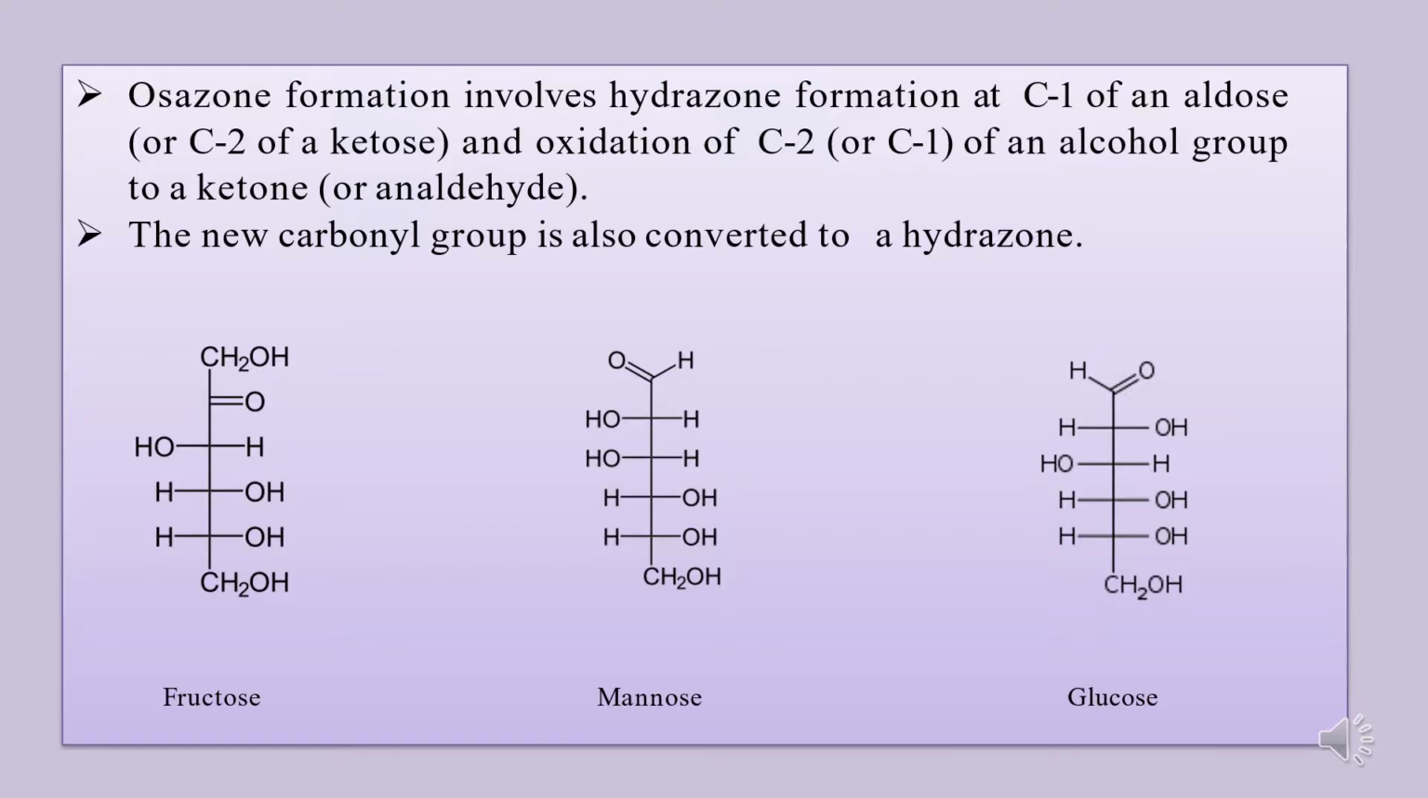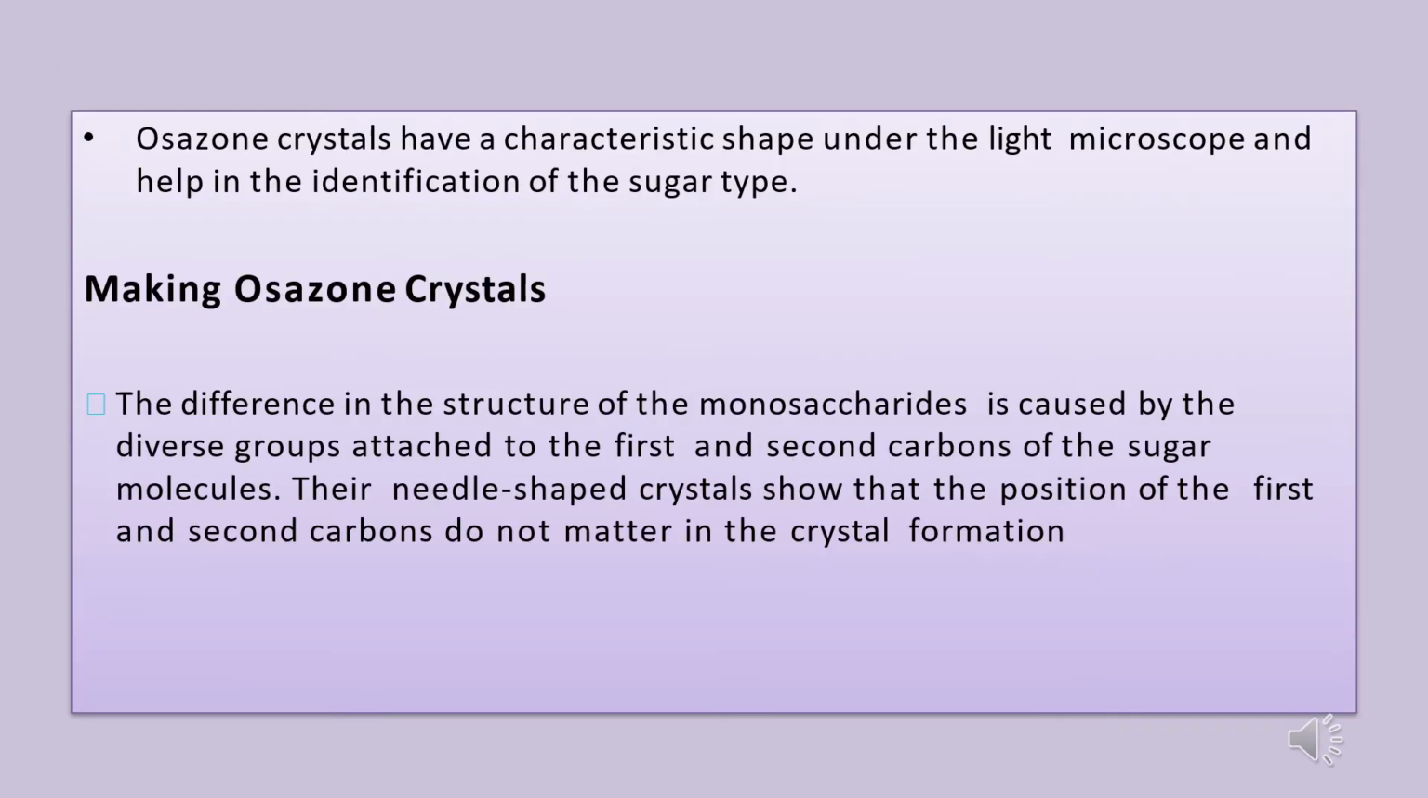Osazone formation involves hydrazone formation at C1 of an aldose, or C2 of a ketose, and oxidation of C2, or C1, of an alcohol group to a ketone, or an aldehyde. The new carbonyl group is also converted to a hydrazone. Osazone crystals have a characteristic shape under the light microscope and help in the identification of the sugar type.